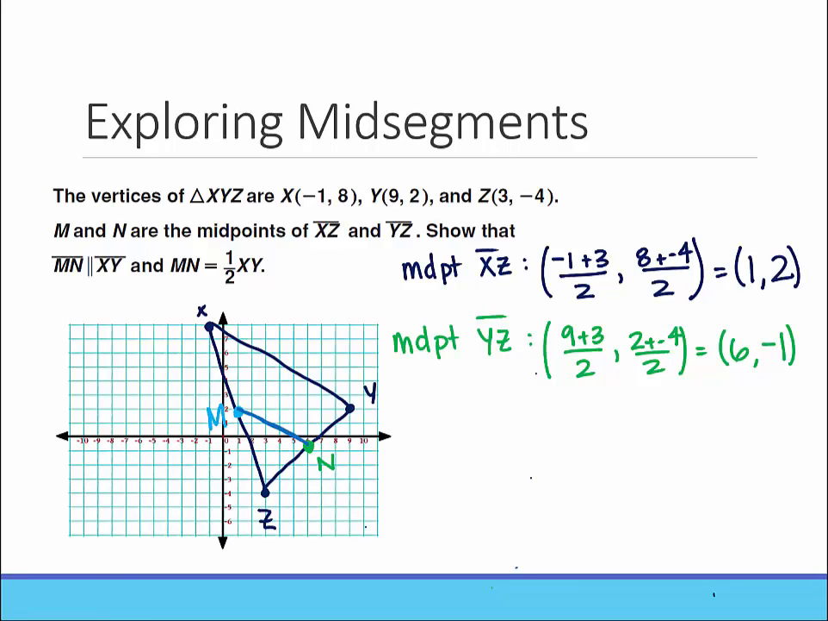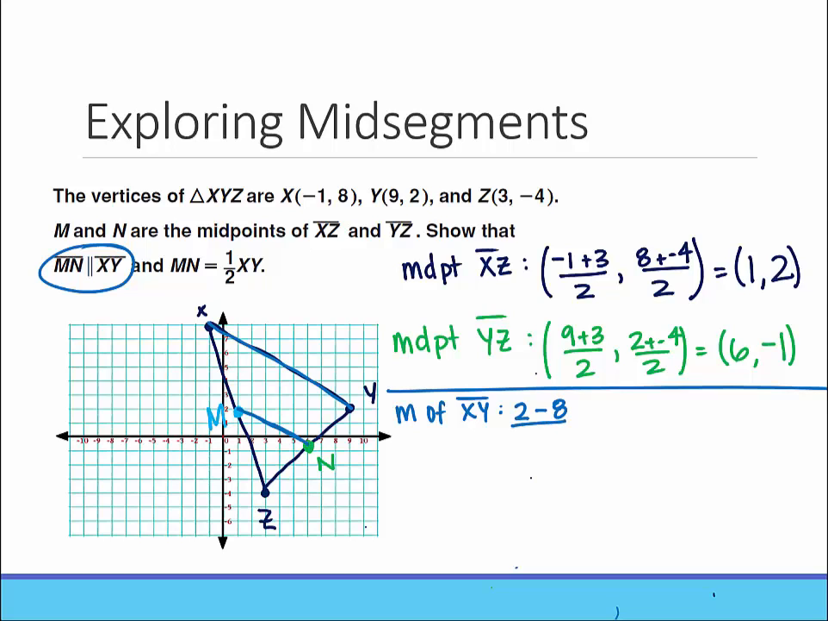So then we have to prove two things. We've got to prove that MN is parallel to XY. And they kind of look parallel here. They're kind of running in the same direction. So to prove parallel, we've got to prove that the slopes are the same. So let's find the slope of XY. We're going to take our Y values and subtract them, divided by our X values and subtract them. So we end up with -6/10, which is reduced to -3/5.